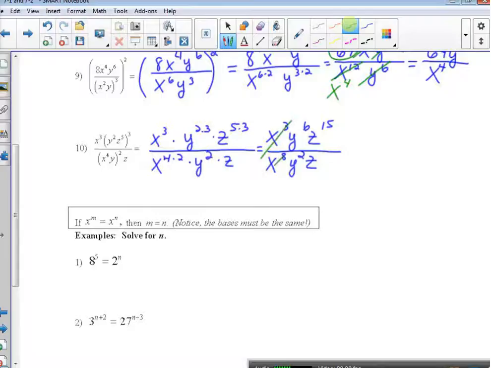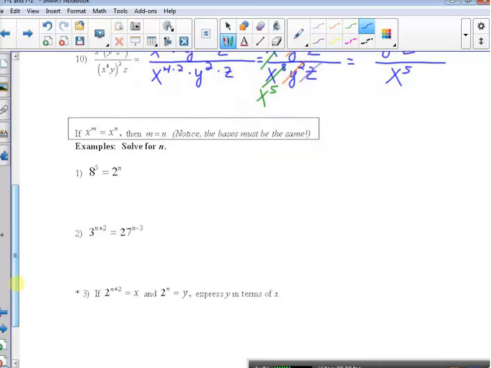X cubed and x to the 8th give me x to the 5 in the denominator. Remember, it's going to give me a negative exponent, so I'm going to bring that to the denominator. And then y to the 6th and y to the 2nd give me y to the 4th in the numerator, subtracting those. And then z to the 15th and z to the 1st give me z to the 14th. So cleaning it all up here, I have y to the 4th, z to the 14th, all over x to the 5th.